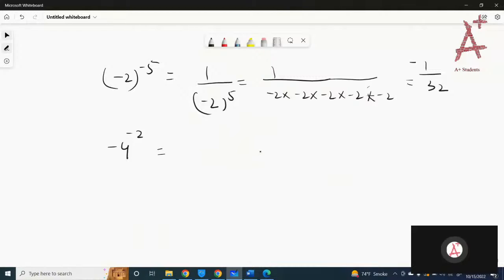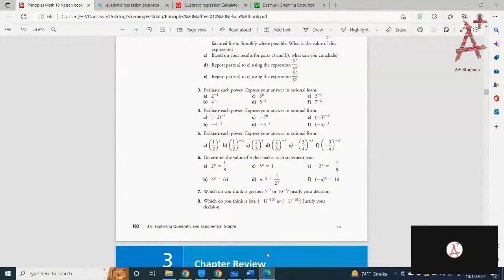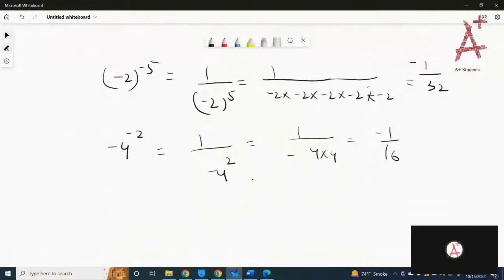Negative 4 exponent negative 2. First make the exponent positive by writing it in the denominator, and then you have to calculate 1 over negative 4 times negative 4. It would be 1 over 16. Got it? Okay, then you have negative 7 exponent 0. Any non-zero base that has the power 0 equals 1. So it would be negative 1. Got it?